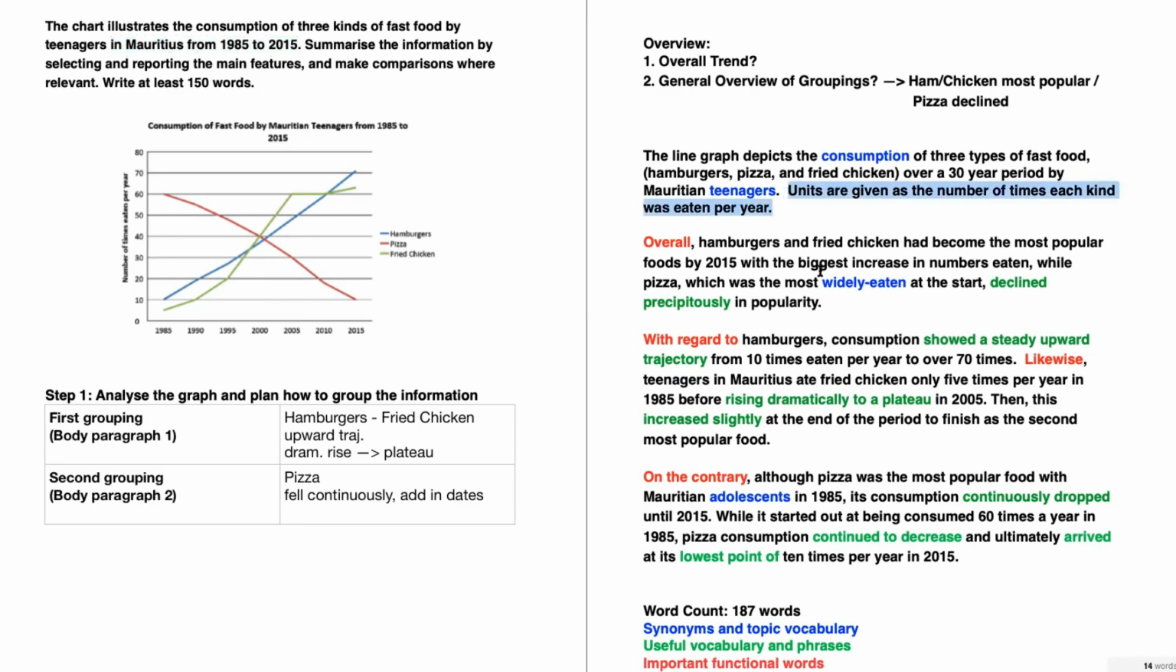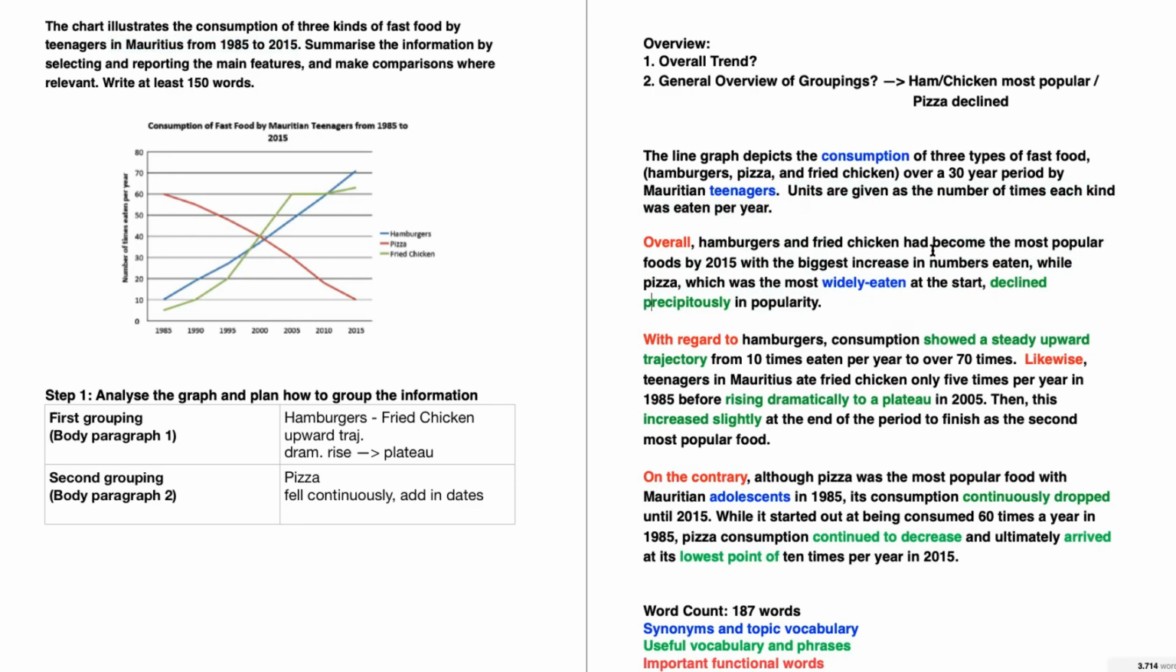It's also nice to include information about the units, especially in this case where it will not be as long as our previous example, so it will be helpful to include this information. Now, when we look at our overview paragraph here, again, we start with overall.